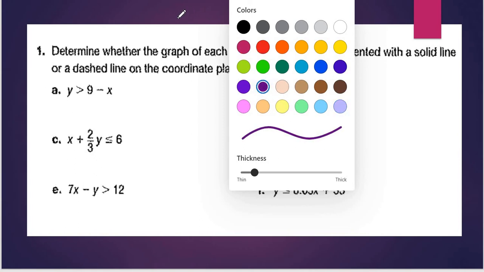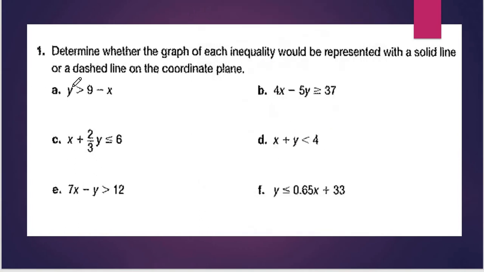If it's just less than or greater than, and you see this is greater than, there's no equal, then it would be a dash, a broken line. Now, when I look at this one, less than or equal, there's an equal, so that means it's going to be a solid line. So a solid line means there's an equal, and if it's like on E, if there's no equal, then it is a dash or a broken line.